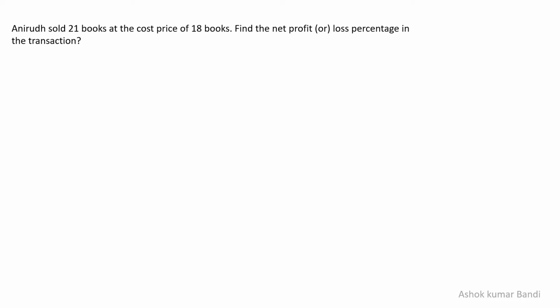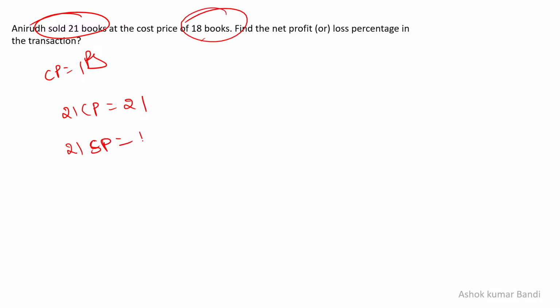What he's saying: Anirudh sold 21 books at the cost price of 18 books. I told you can take 1 rupee, so let us take CP equal to 1 rupee. So how many are you selling? 21. To buy 21 books, you need to spend 21 rupees. After selling these 21 books, you are getting only the cost price of 18 books, that is 18 rupees.